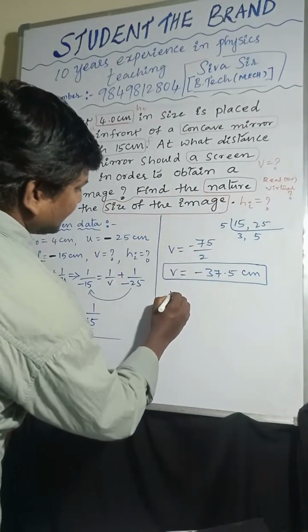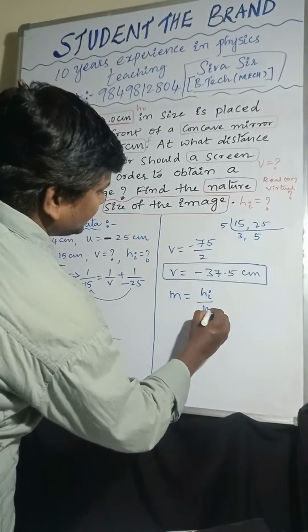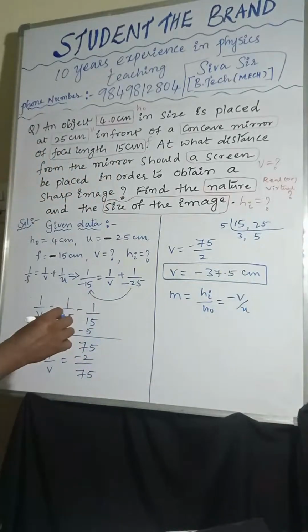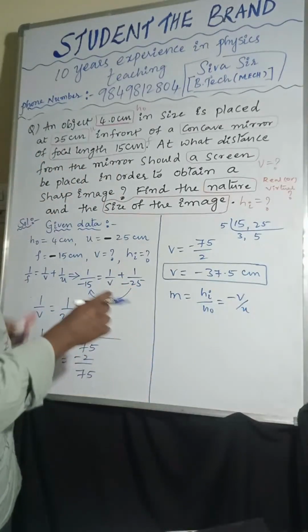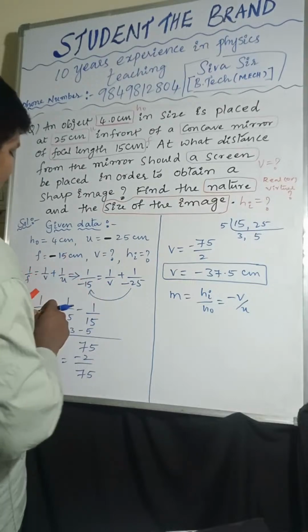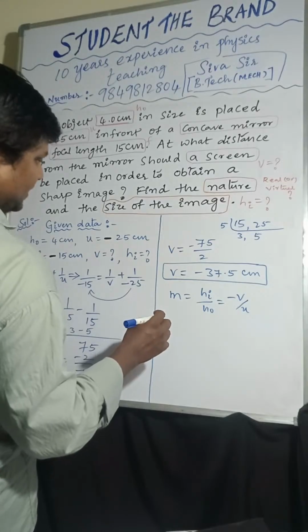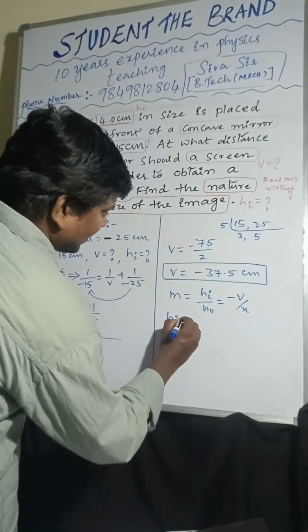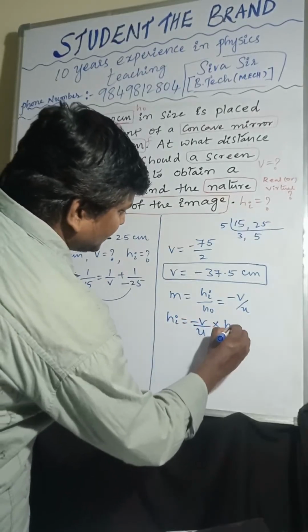So height of the image, magnification, equals height of the image by height of the object, equal to minus v by u, because it's a mirror. Mirror formula is minus v by u. So what is the height of the image? We don't know it, so let it be height of the image. You can write minus v by u into height of the object.